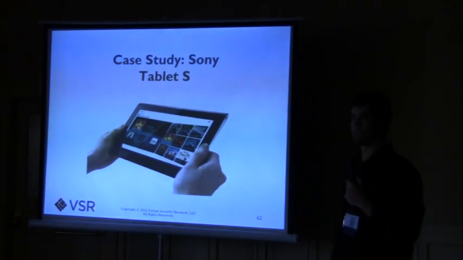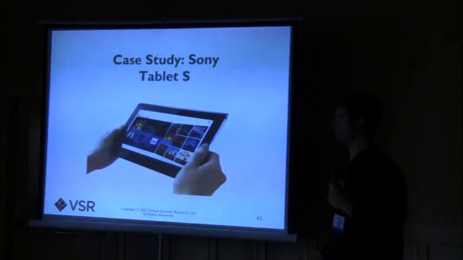The next exploit we're going to look at is the one I published for the Sony Tablet S.